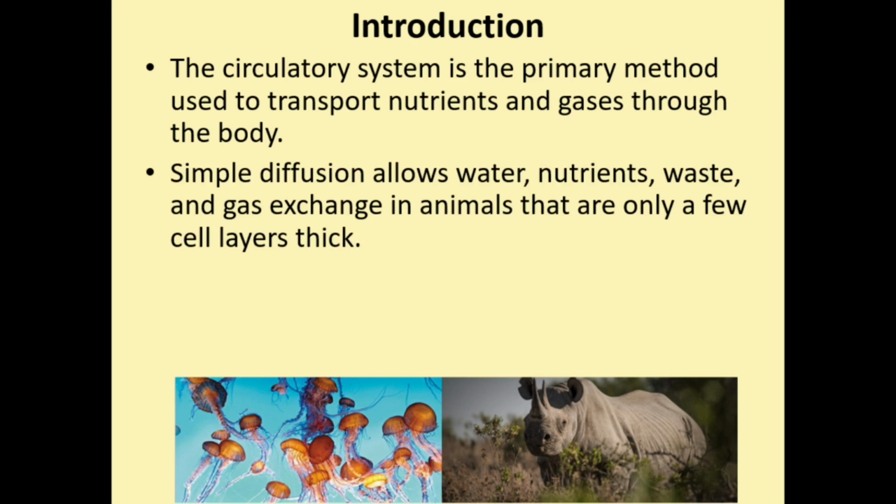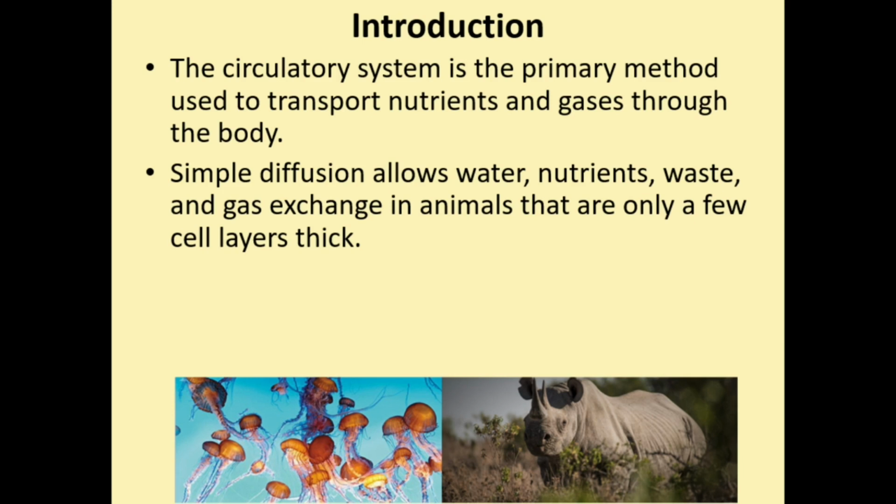So simple diffusion can be enough for some animals. Simple diffusion will allow water, nutrients, waste, and also gas exchange to occur, but it only works in animals that are only a few cell layers thick. So down here on the left-hand side, we can see jellyfish, which belong to the phylum Cnidaria, which we'll have a look at in a sec. But those are examples of animals that can rely largely on simple diffusion.